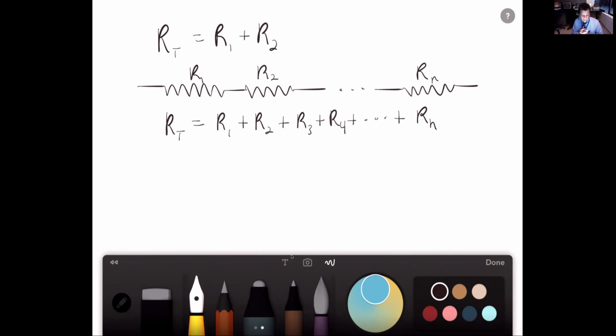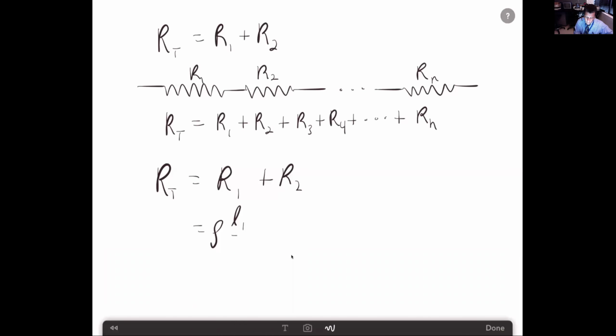Now, another thing that we want to look at is the geometrical representation. So RT is equal to R1 plus R2. Let's just take those two. And if everything is equal about those resistors, then we have rho L1 over A. In other words, the area doesn't change, plus L2 over, you know what? I'm just going to say A plus rho times L over A.